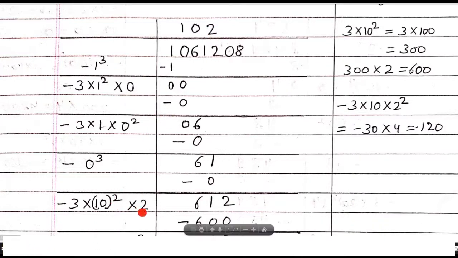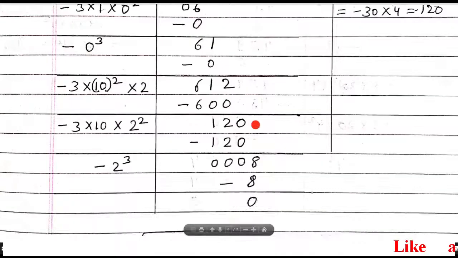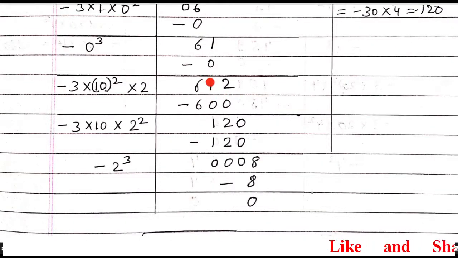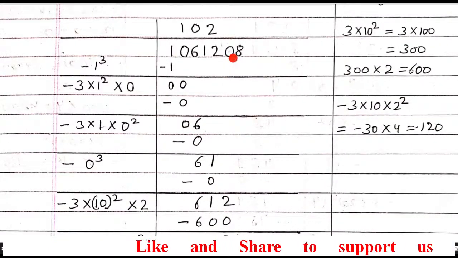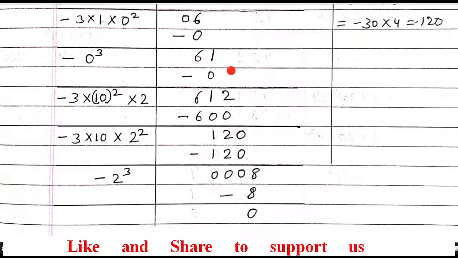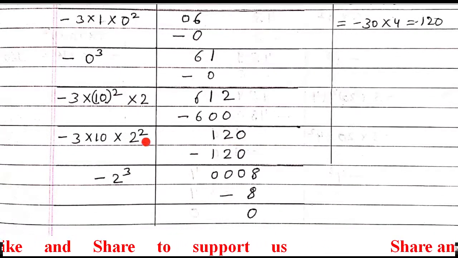Now when we multiplied them, the answer came 600. So 612 minus 600 is 12. Now we have to write the digits from the top. So here it's the turn of 0. So just write down here 0.